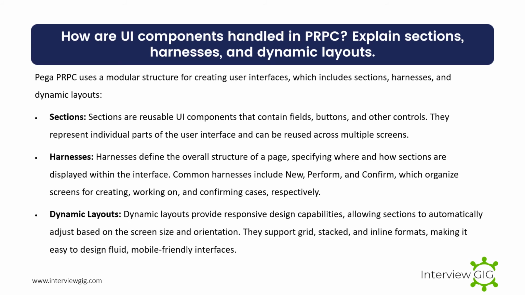How are UI components handled in PRPC? Explain sections, harnesses, and dynamic layout. Pega PRPC uses a modular structure for creating user interfaces, which includes sections, harnesses, and dynamic layouts. Sections are reusable UI components that contain fields, buttons, and other controls. They represent individual parts of the user interface and can be reused across multiple screens. Harnesses define the overall structure of a page, specifying where and how sections are displayed within the interface.